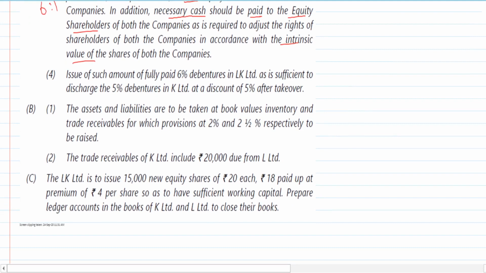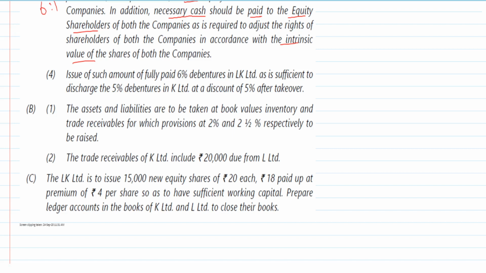In information 4, they are saying issue of such amount of fully paid 6% debentures in LK Limited as sufficient to discharge the 5% debentures in K at a discount of 5% after the takeover. So this is information about how we will settle the debenture holders. But we know purchase consideration comprises only what we pay to equity shareholders and what we pay to the preference shareholders.